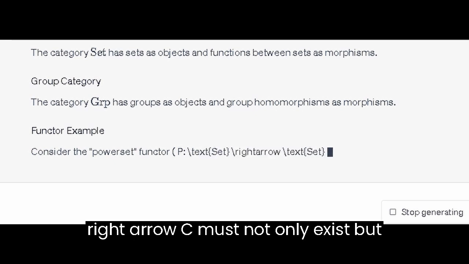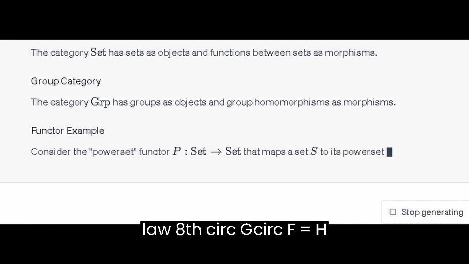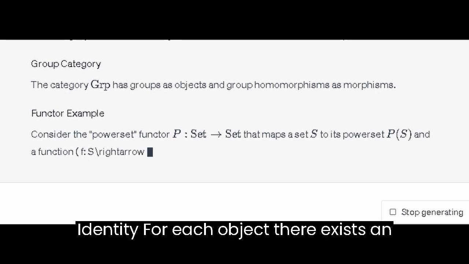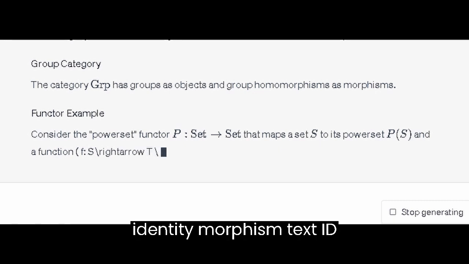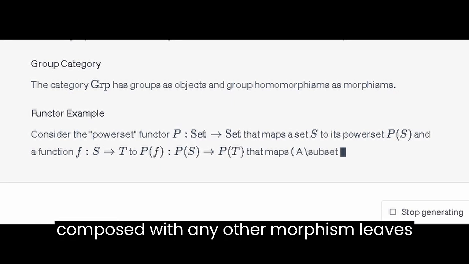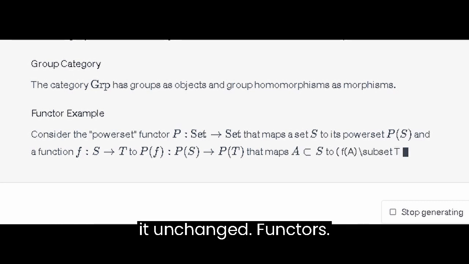f: A → C must not only exist but also respect the associativity law, h ∘ (g ∘ f) equals (h ∘ g) ∘ f. Identity. For each object, there exists an identity morphism, \text{id}_A: A → A, that when composed with any other morphism leaves it unchanged.